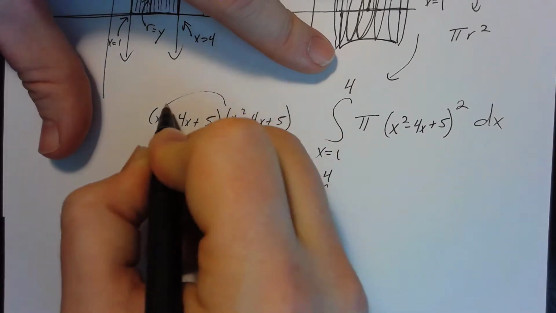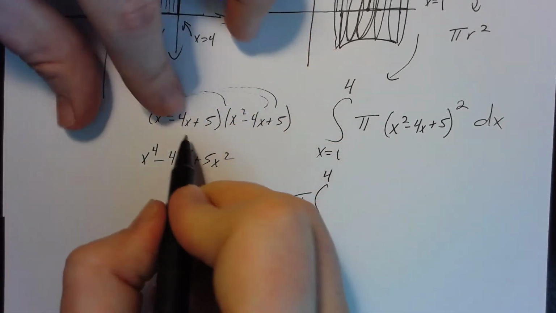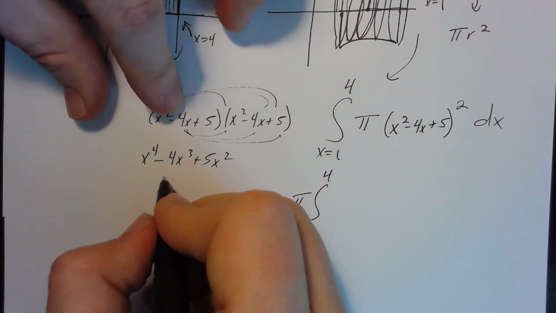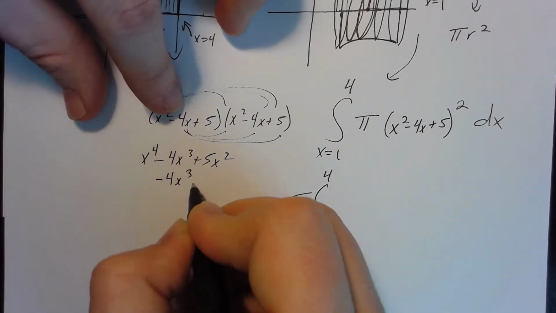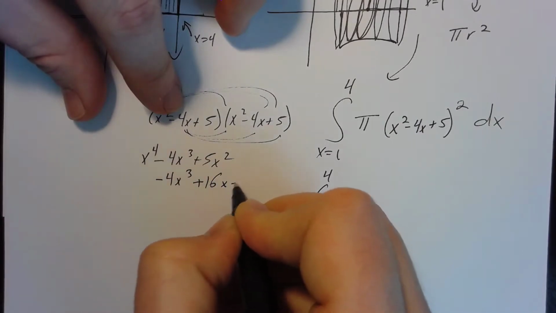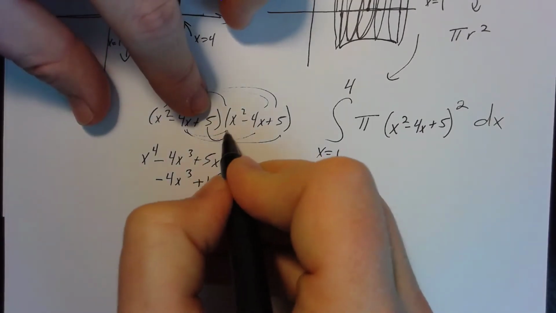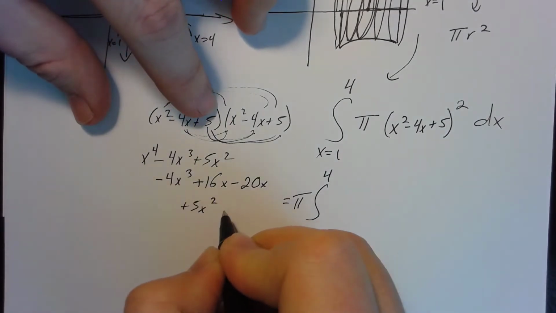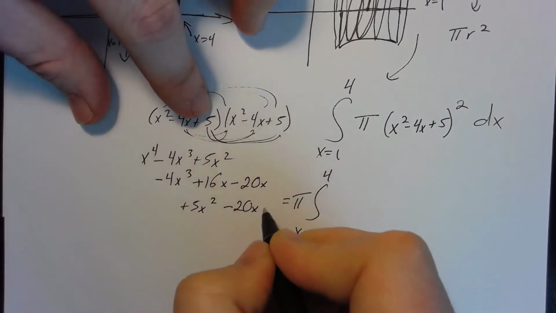Again, that's me distributing this x squared to all 3 pieces. Then I'm going to distribute this negative 4x to all 3 pieces, giving me negative 4x cubed plus 16x squared minus 20x, and then I'll distribute the 5 in its finality. So I'm going to have positive 5x squared minus 20x, and then plus 25.